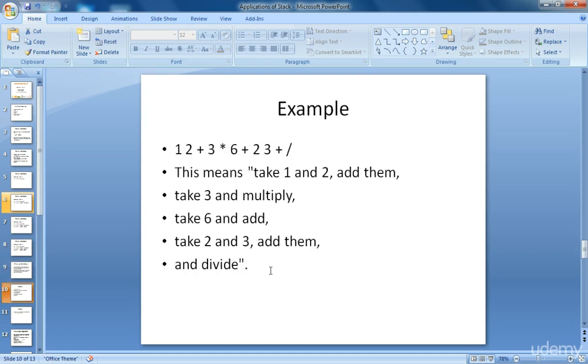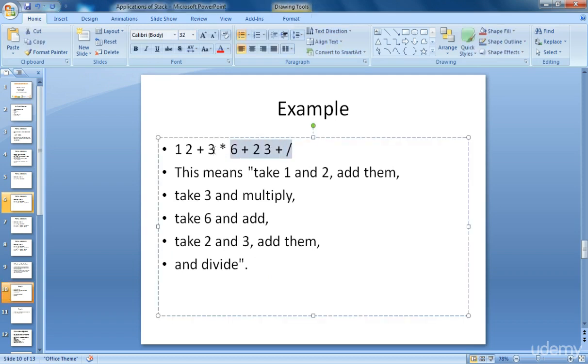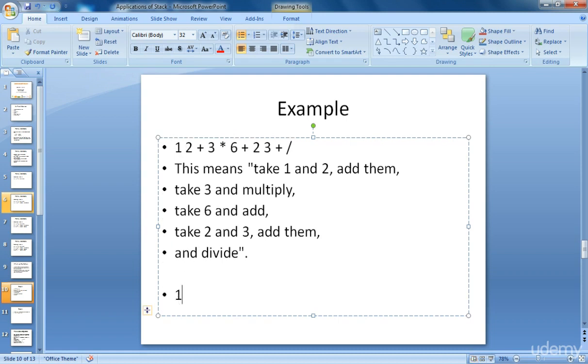So let's take an example here. We have 12+3*6+23+/. How would we evaluate this? In order to evaluate a postfix expression, we start from the left-hand side and move towards the right-hand side. Starting from the left, 1 2 plus, first we will evaluate this. This means 1 plus 2, right? So let me write it here. 1 plus 2 is equal to 3.